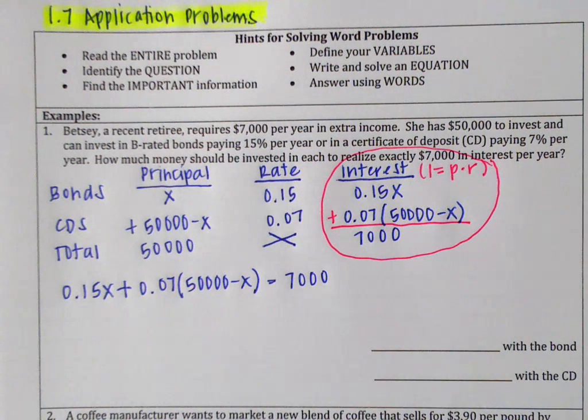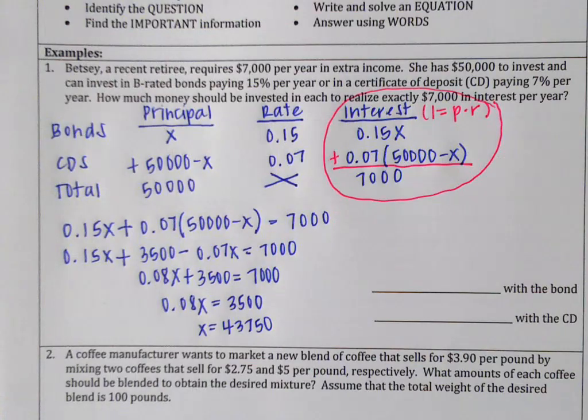Okay. From there, I want you guys to try on your own to solve for x. Okay. Did you guys get x equals 43,750? Do you guys have any questions on that?